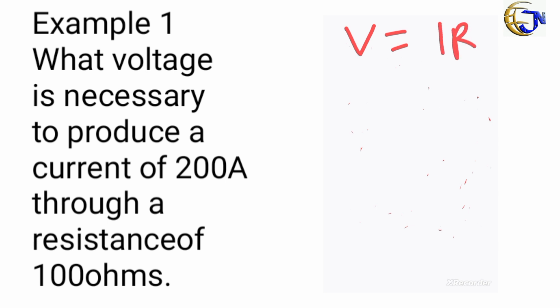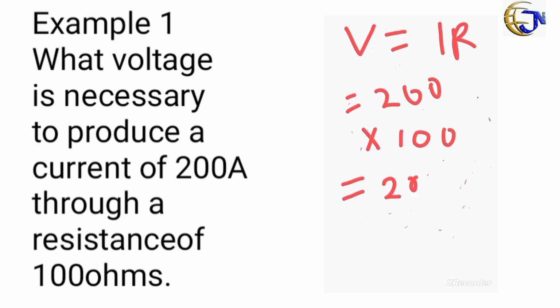So we use current 200, that will be 200 times the R, which is 100 ohms, and our final answer will be 20,000. Please remember the units. Remember it is V, so we have to write 20,000 volts.